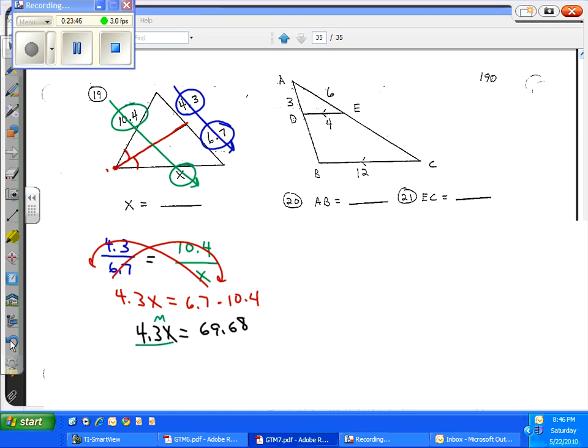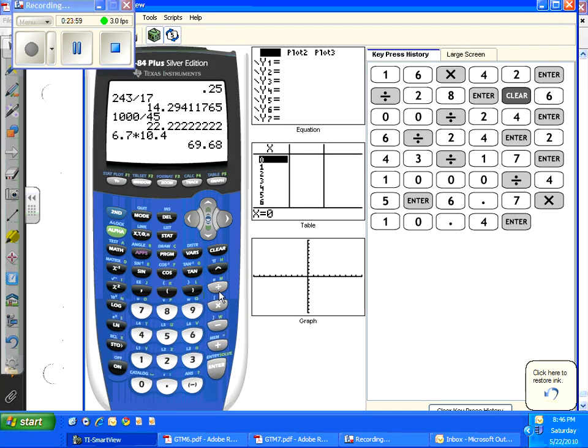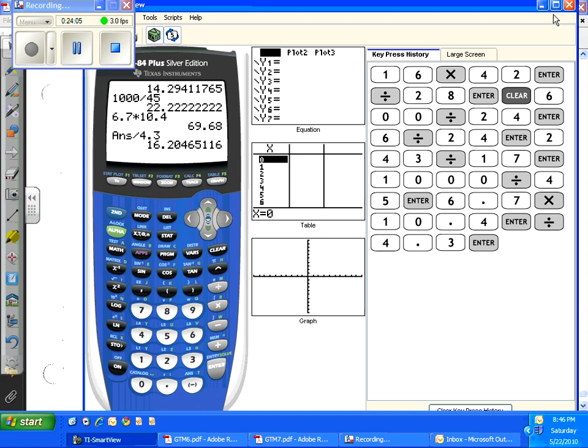And then we undo multiplication by division. So we have 69.68 divided by 4.3, which is 16.2 and a whole lot of stuff.